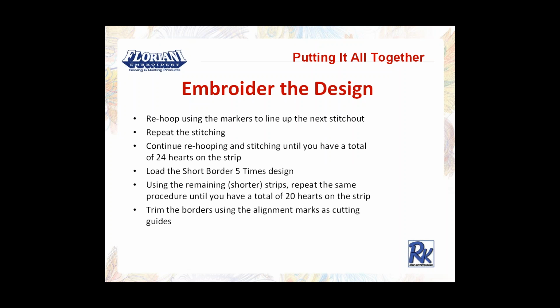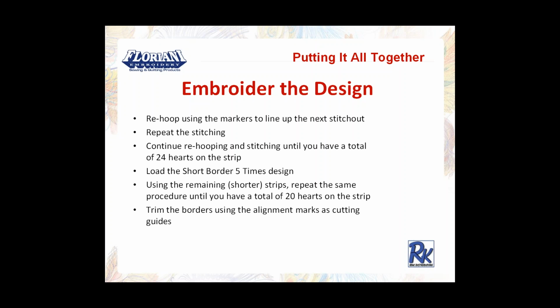So to do that, you're going to have a little bit of the prior design in the stitch area of your hoop. So you're going to hoop right over it so that you can use that sticking into the design area a little bit so you can line it up. This is going to take some practice, but you'll get there. And so you're going to use your machine controls, whatever they are, to line them up. Next, you're going to repeat the stitching, and you're going to continue doing that sequence of stitching and rehooping until you have a total of 24 hearts on the strip. Now, that means a strip of 24. If you've done it double wide, obviously it's going to be 48 hearts.